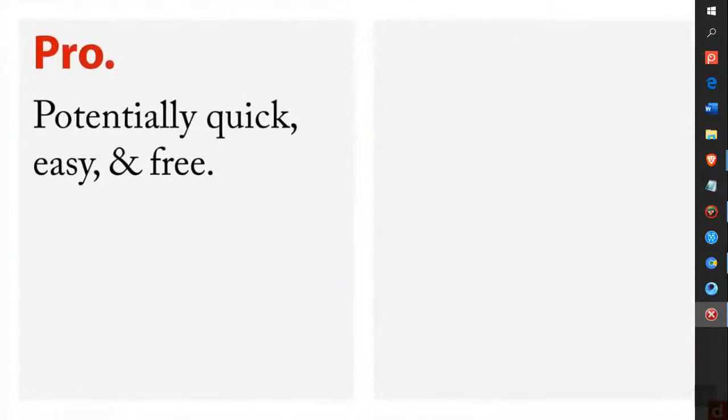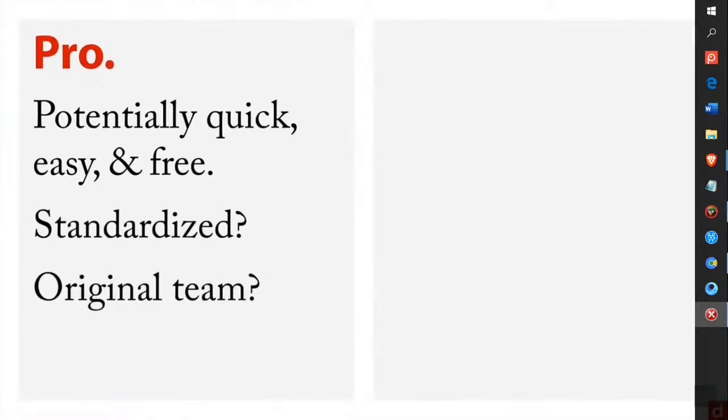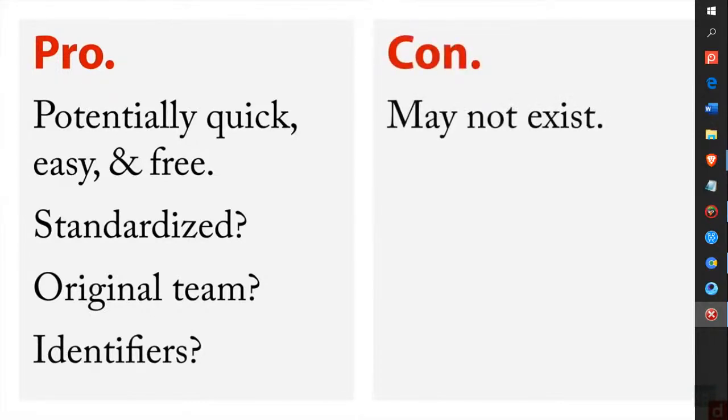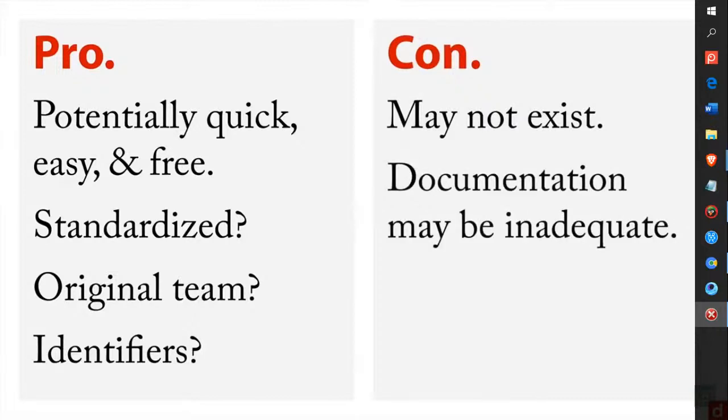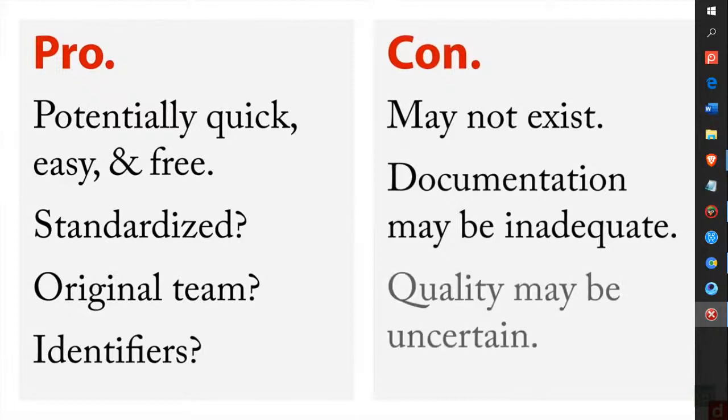Specifically, there are a few pros and cons. In-house data: potentially quick, easy, free. Hopefully it's standardized. Maybe even the original team that conducted this study is still there. And you might have identifiers in the data, which make it easier for you to do an individual level analysis. On the con side, however, the in-house data simply may not exist. Maybe it's just not there. Or the documentation may be inadequate. And of course, the quality may be uncertain. It's always true, but maybe something you have to pay more attention to when you're using in-house data.